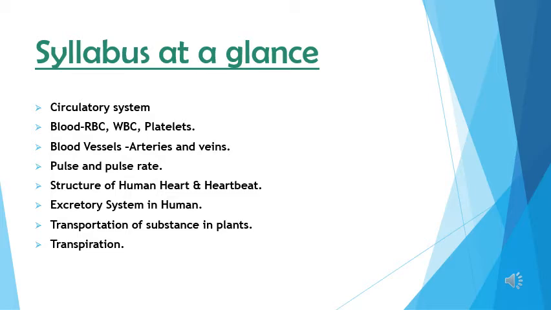We will learn about blood and its components, that is RBC, WBC and the platelets. We will look at the blood vessels, that is arteries and veins. We will also learn about pulse and pulse rate. Then we will learn about structure of human heart and heartbeat. After that, we will learn about excretory system in humans, transportation of substances in plants, and what is transpiration.